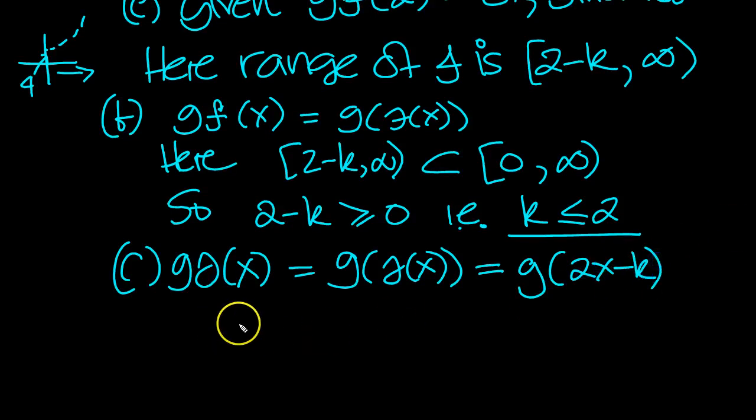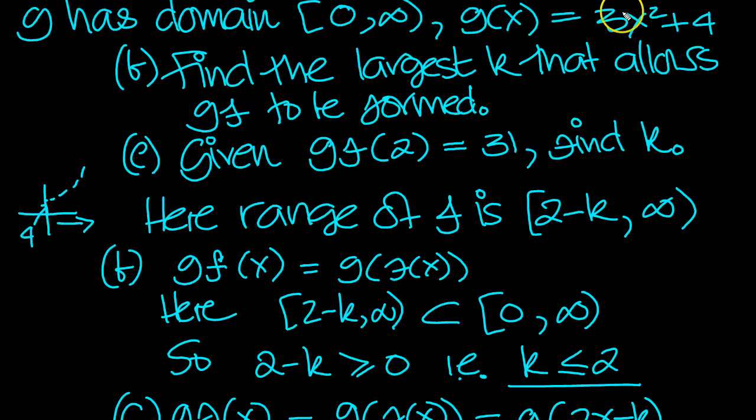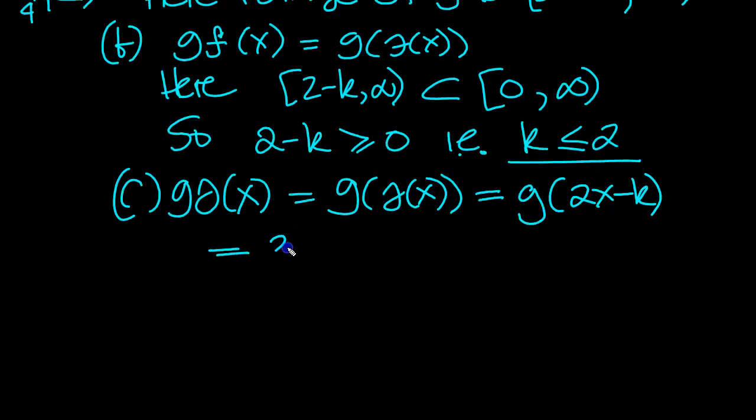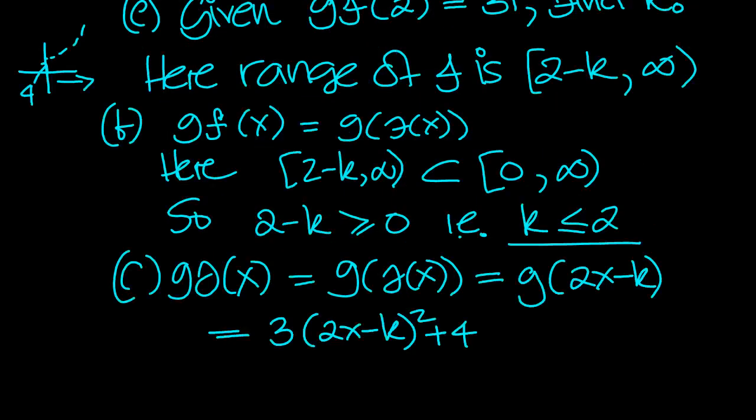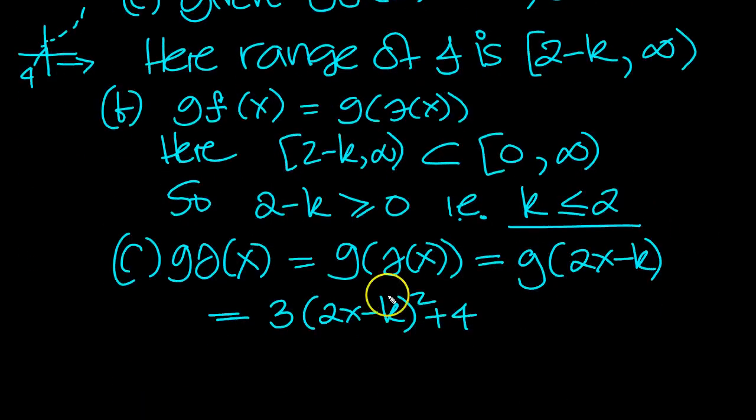And then g sends something to 3 times something squared plus 4, doesn't it? So it's 3 times this squared. Something is 2x minus k. 3 times something squared, was it plus 4? I think it was plus 4, wasn't it? Let's just do one final check on that. Yeah, 3 times something squared plus 4. There it is there.